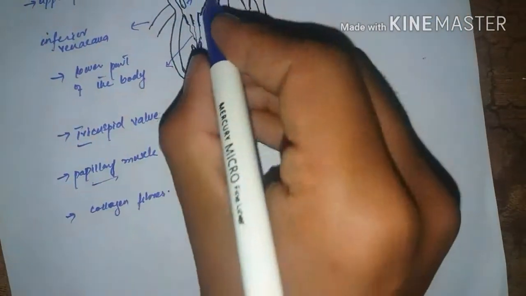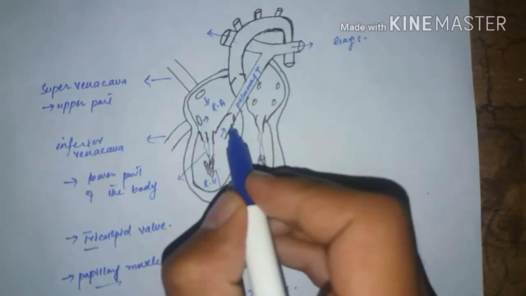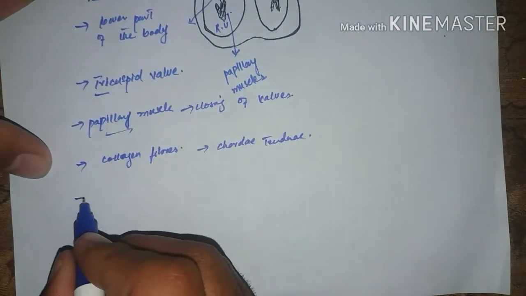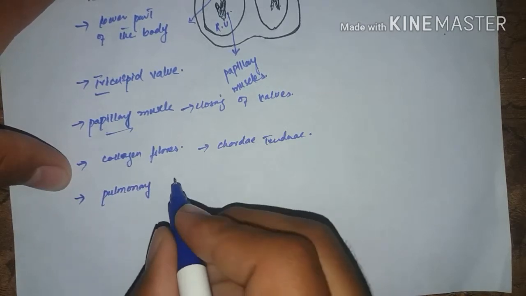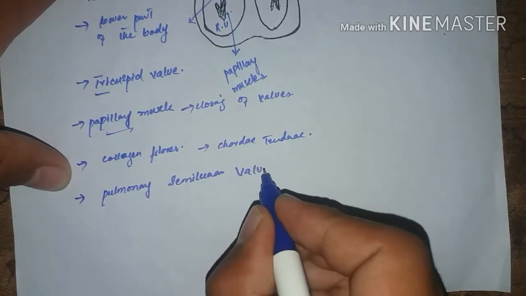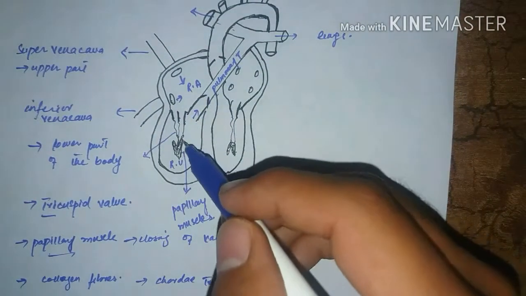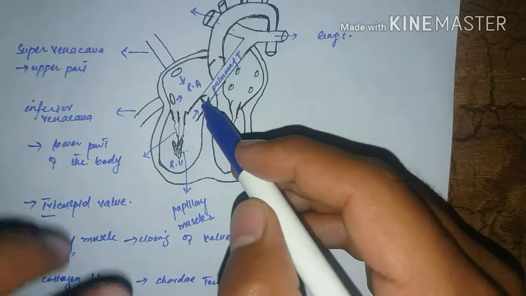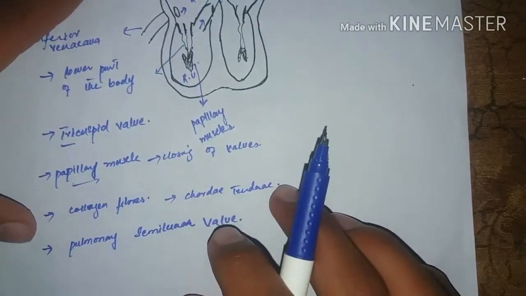There is another valve in the pulmonary trunk. This valve is known as pulmonary semilunar valve. It closes when the ventricle has pumped the whole blood to the pulmonary trunk. Why does it close? Because it prevents the backflow of the blood to the ventricle again.